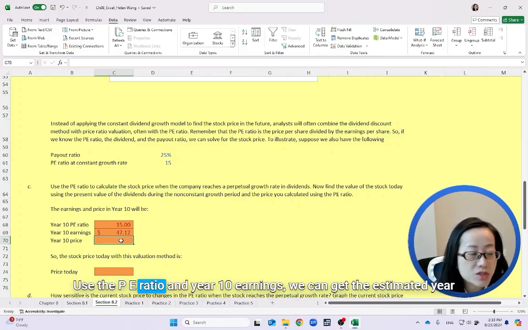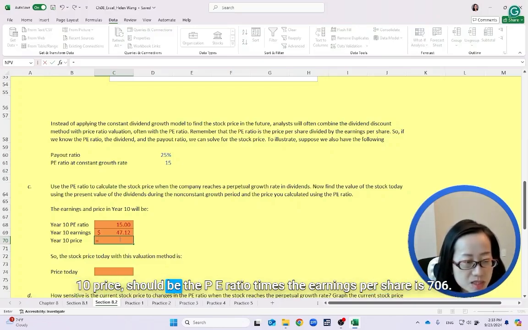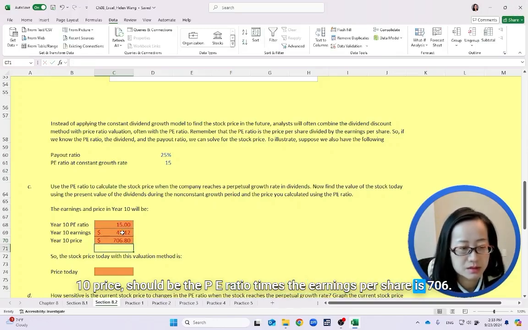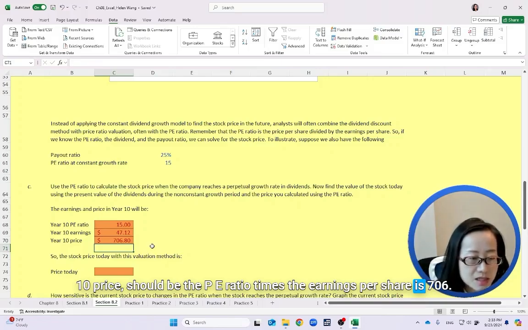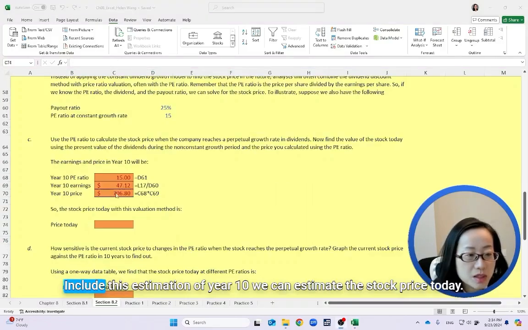Use the PE ratio and year 10 earnings, we can get the estimated year 10 price, which should be the PE ratio times the earnings per share, which is $706.8. These are the formulas for the PE ratio method. Include this estimation of year 10.